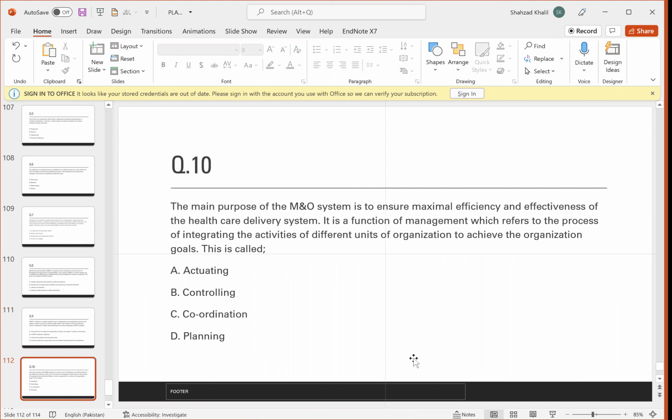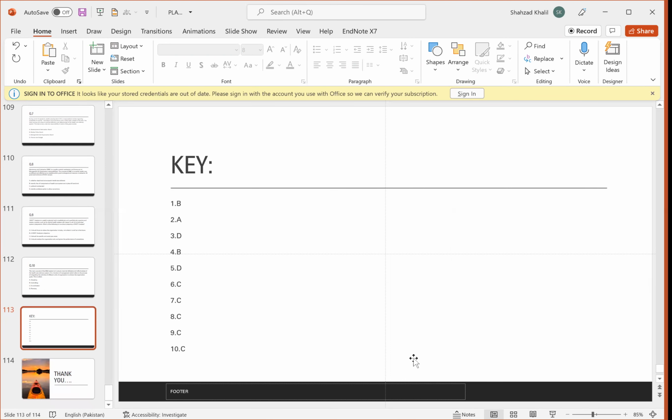The main purpose of the management system is to ensure maximum efficacy and effectiveness of the healthcare delivery system. Functional management refers to the process of integrating the activities of different units of an organization to achieve the organization's goal. This is called operating, controlling, coordination, and planning. C is the correct answer, coordination, because the main purpose of the management or organization system is the coordination between the different sectors. And so it is C. It is the key. And thank you.